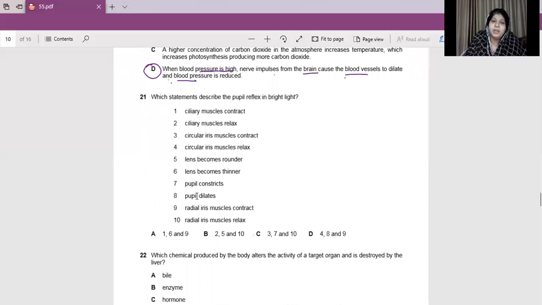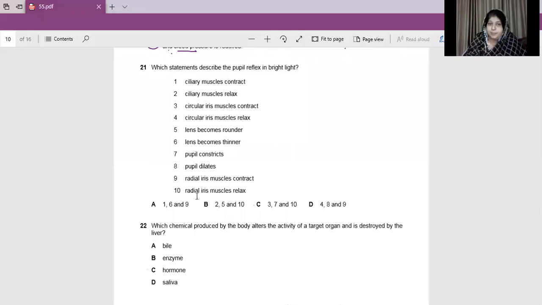Number 21 is about the pupil reflex. We just have to memorize the pupil reflex. This is the iris, this is the pupil. In the iris we have circular muscles and radial muscles. When a person enters bright light, the pupil area has to reduce. The pupil constricts.